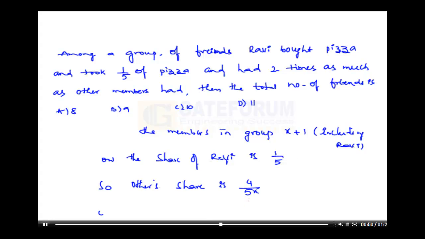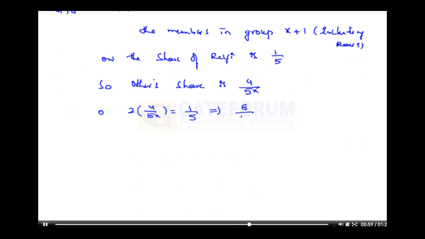So we can write here 2 into 4 by 5x is equal to 1 by 5, which is nothing but 8 by 5x can be written as 1 by 5. This 5 is getting cancelled, so x is going to be 8. So therefore total number of friends including Ravi is 8 plus 1 is 9. So the option number B is the right answer.